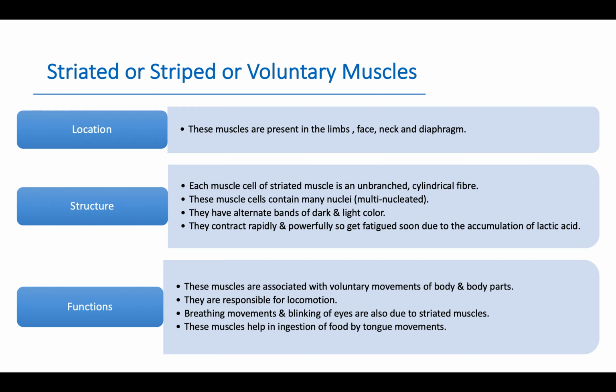Functions of striated muscles. These muscles are associated with voluntary movements of the body and body parts. They are responsible for locomotion. Breathing movements and blinking of eyes are also due to striated muscles. These muscles help in ingestion of food by tongue movements.